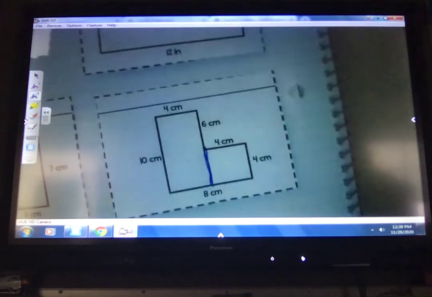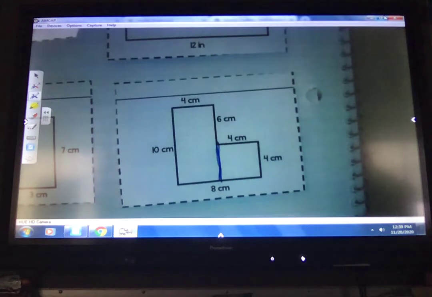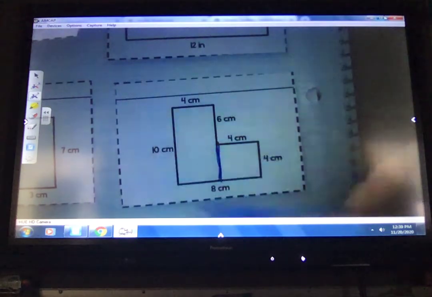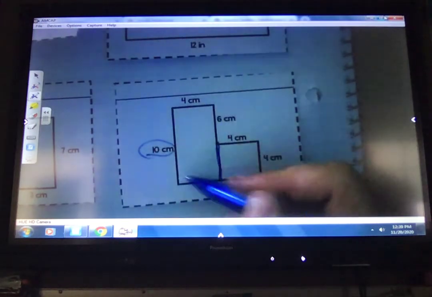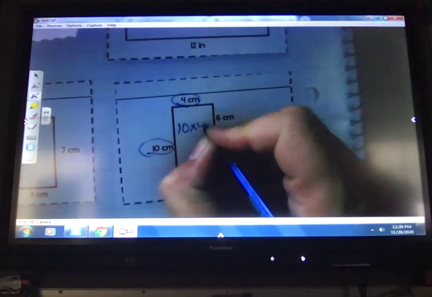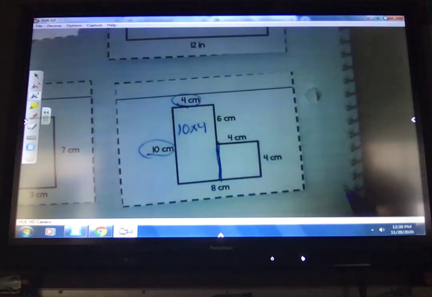Now remember, I want length and width. I want the long and short side. So let's look at this tall one. What's the long side? 10. What's my short side? 4. So I'm going to be using 10 and 4 to get that answer. Now let's look at this one. Be careful. That 8 went all the way across. I just cut it, so it's not 8 anymore.